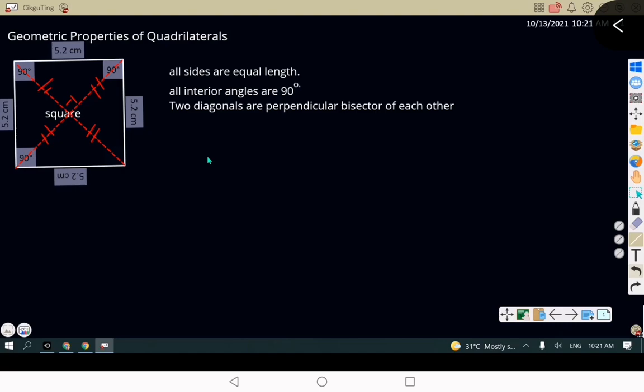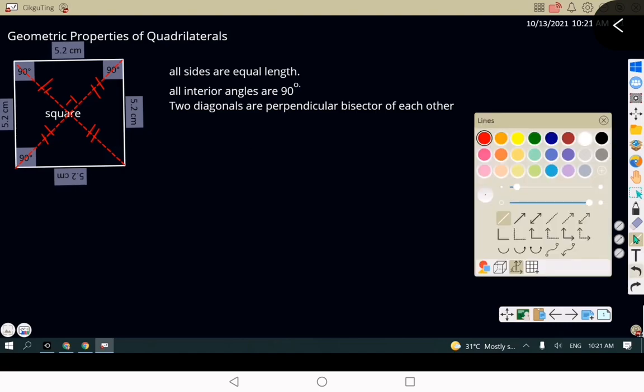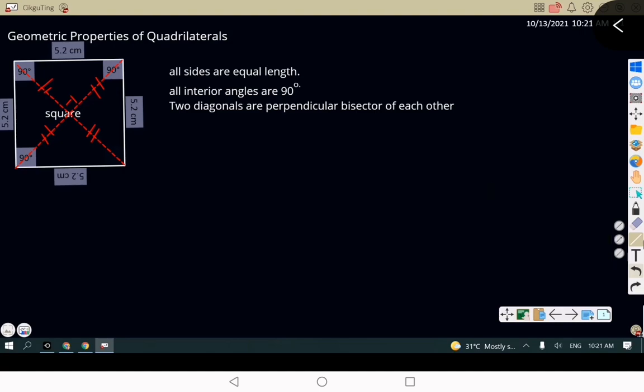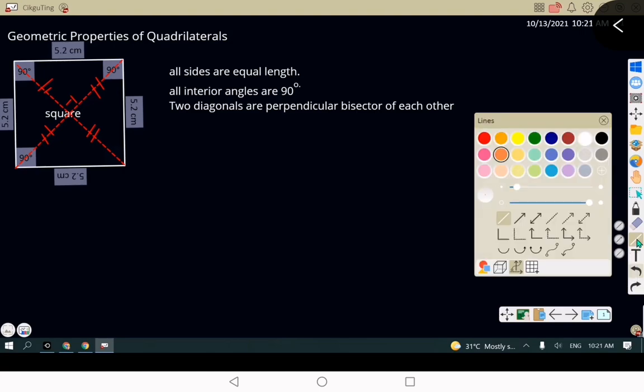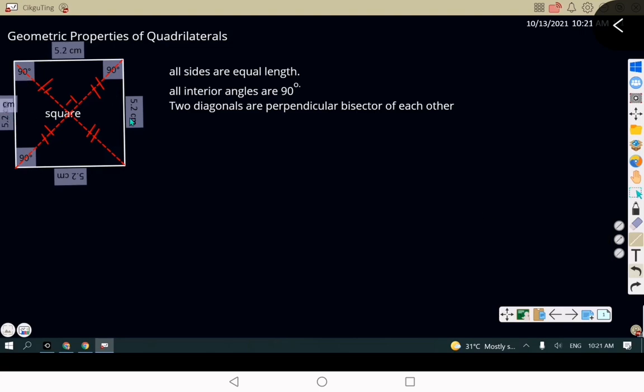How many axes of symmetry? You can identify more than that, you can identify symmetry. I go for symmetry. This one, this one is an axis of symmetry. This one is another symmetry. After that is this one. So you have four axes of symmetry.